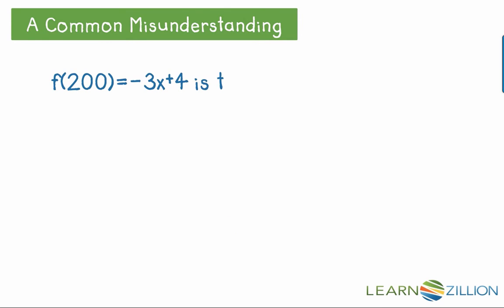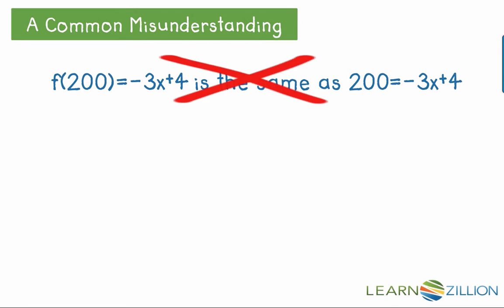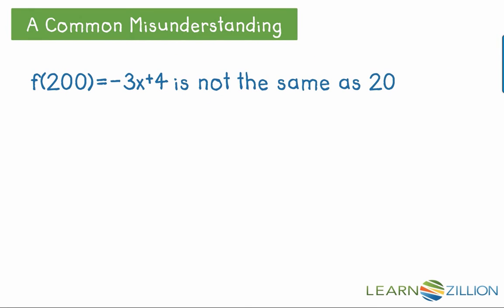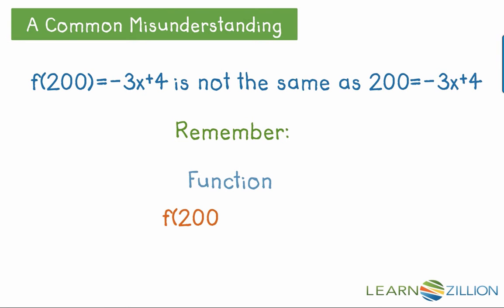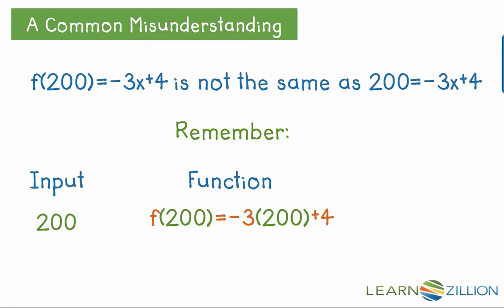I want to clarify one more misunderstanding. Some students think that f of 200 equals negative 3x plus 4 is the same thing as 200 equals negative 3x plus 4, but this is not the same thing. We have to treat f of 200 as its own variable, even though it has a number in it. So just remember that if you see f of 200 equals negative 3x plus 4, the 200 is just telling you that that's what your input value is, not your output value. And then we use that 200 to simplify the rest of the expression to get our output value.